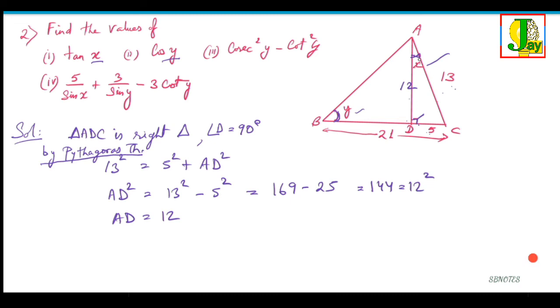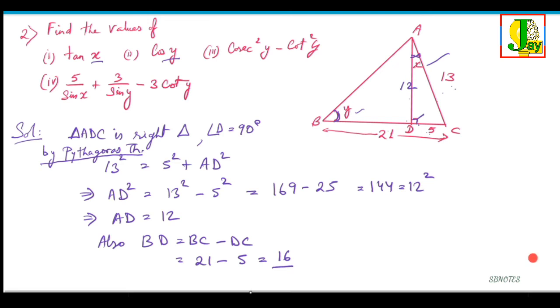So in this triangle we can find all the ratios now, since we have all the three sides. Now in the other triangle we are going to find the third side, that is AB. Now BD equals BC minus DC. That's 21 minus 5, which is 16. So BD is 16, we got this side.